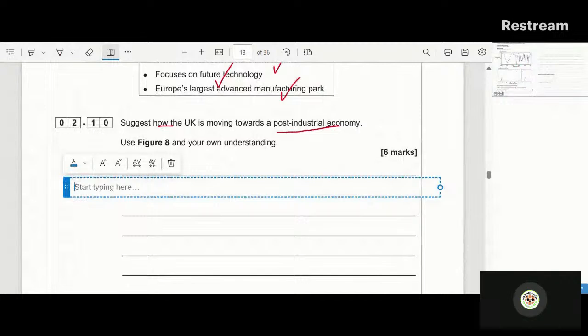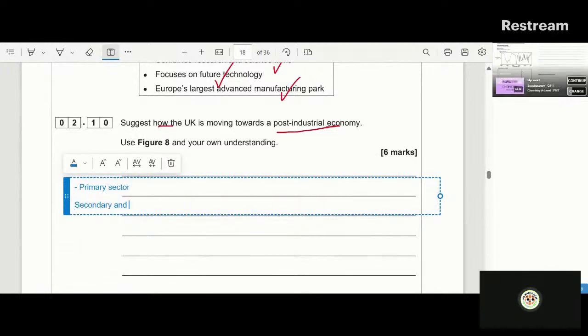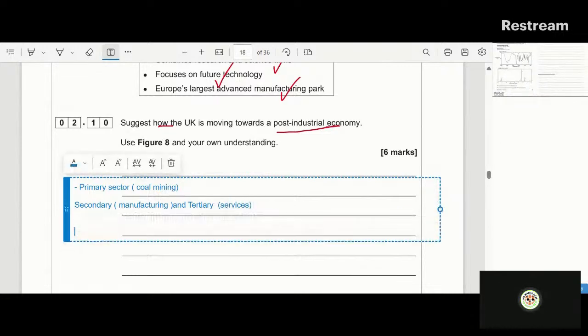So, how is the UK moving towards a post-industrial economy? Well, we used to be based in the primary sector, and then we moved towards secondary and tertiary. You probably only learnt mainly about secondary and tertiary, i.e., secondary is the manufacturing. Primary sector is things like coal mining, gaining and extracting those raw materials, and then tertiary is now the services sector. So it's almost talking about the three different periods of time in which you have the different sectors that the UK has moved to.